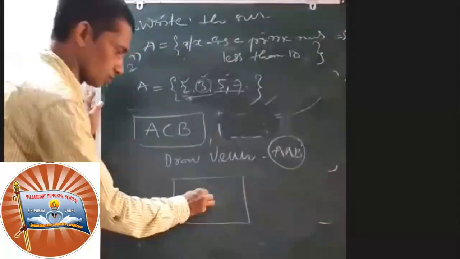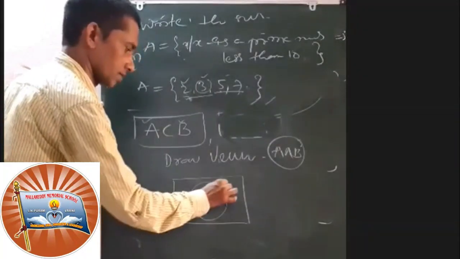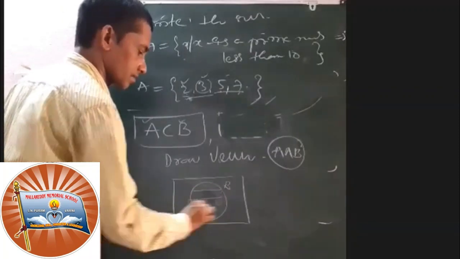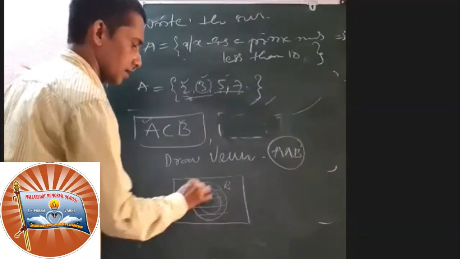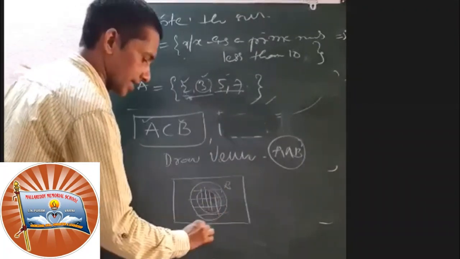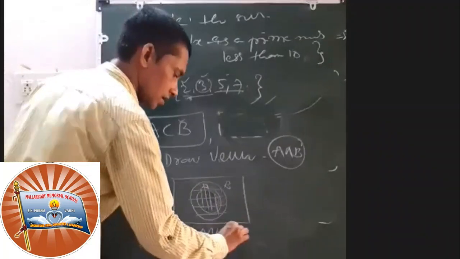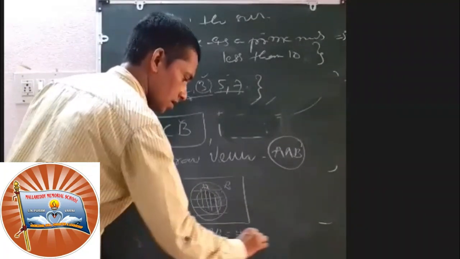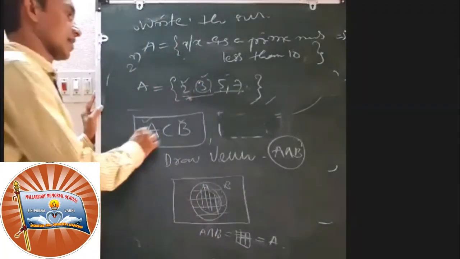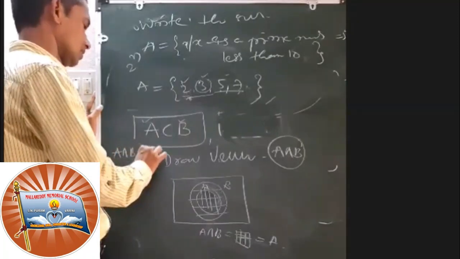Here what you do is take the subset: A is the smaller one, B is the bigger one. Take B bigger, and A inside it, like this. Now what will be A intersection B? This is A. That is nothing but A. So if A is a subset of B, then A intersection B is equal to A.